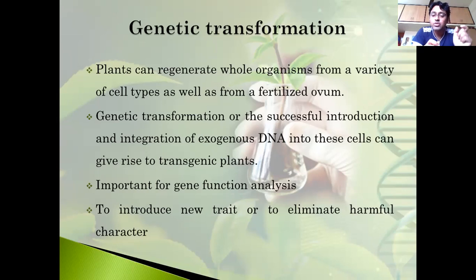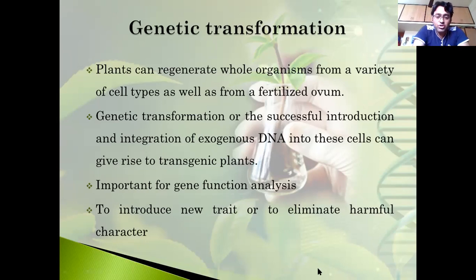First, we need to identify the gene, we have to clone the gene, and then this gene should be transferred from a vector to the plants, and this gene should be integrated in the plant genome. So the successful introduction as well as the integration of the exogenous DNA into the plant cells can give rise to the transgenic plant. As this is an essential system, plant molecular biologists routinely use this system to validate gene expression in the lab.